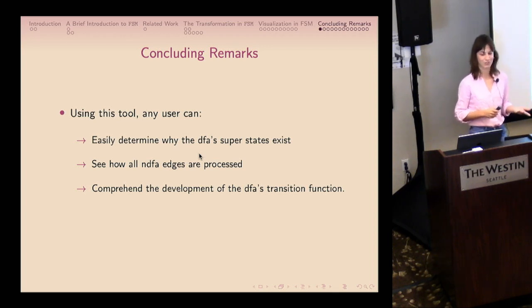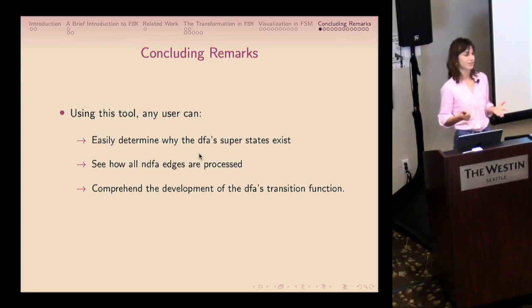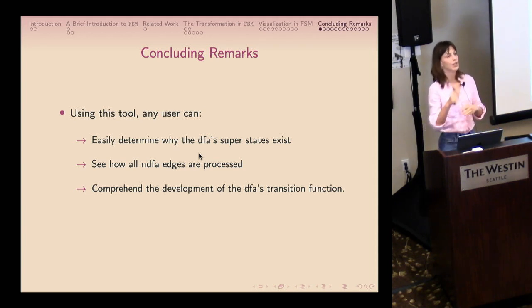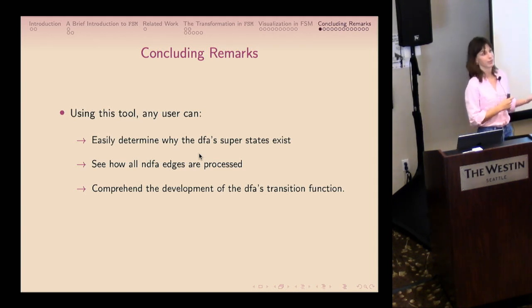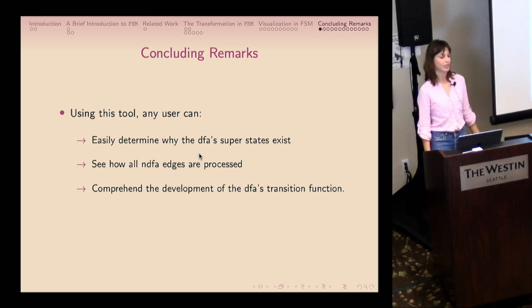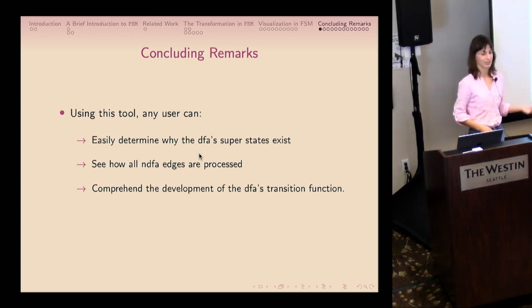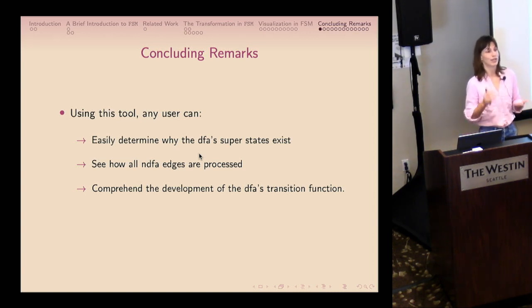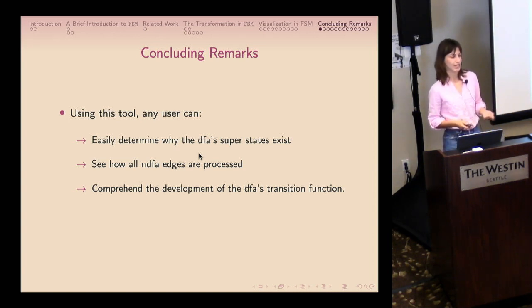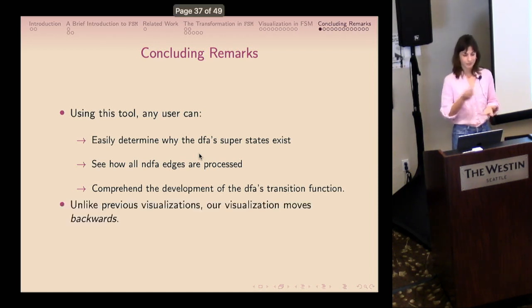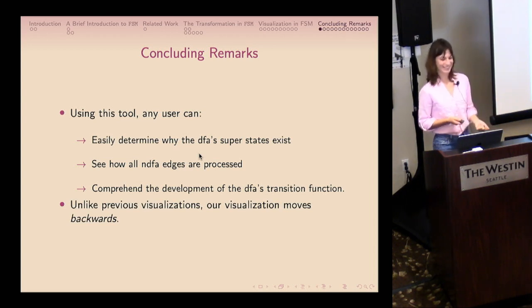Again, fedges, hedges, bledges. So at first glance, the student can see exactly which edges of the NDFA are being used to build, which edges of the NDFA have been used to build, and which edges are yet to be used. And we can comprehend the development of this transition function, and we accomplish that by stepping one by one and breaking down the problem for a student to see the building of the DFA exactly how they would have probably done it. And again, we can move backwards.